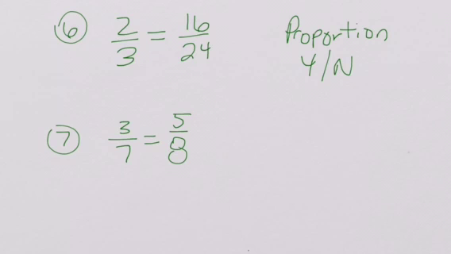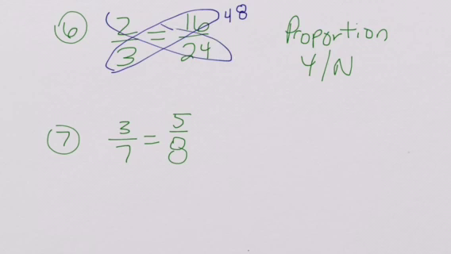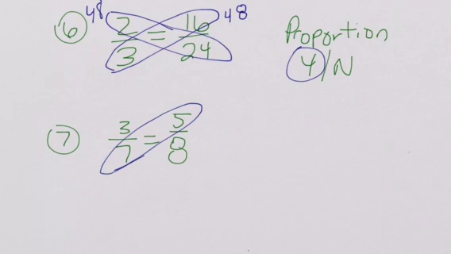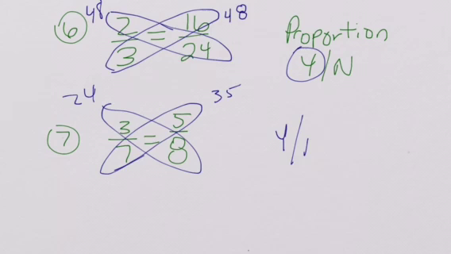Are these proportions? The quickest way to determine if something is a proportion is you're going to butterfly. So 16 times 3 is 48, and 2 times 24 is 48. So yes, this one is a proportion. 7 times 5 is 35. 8 times 3 is 24. So no, this one is not a proportion. Both products have to match for it to be a proportion.